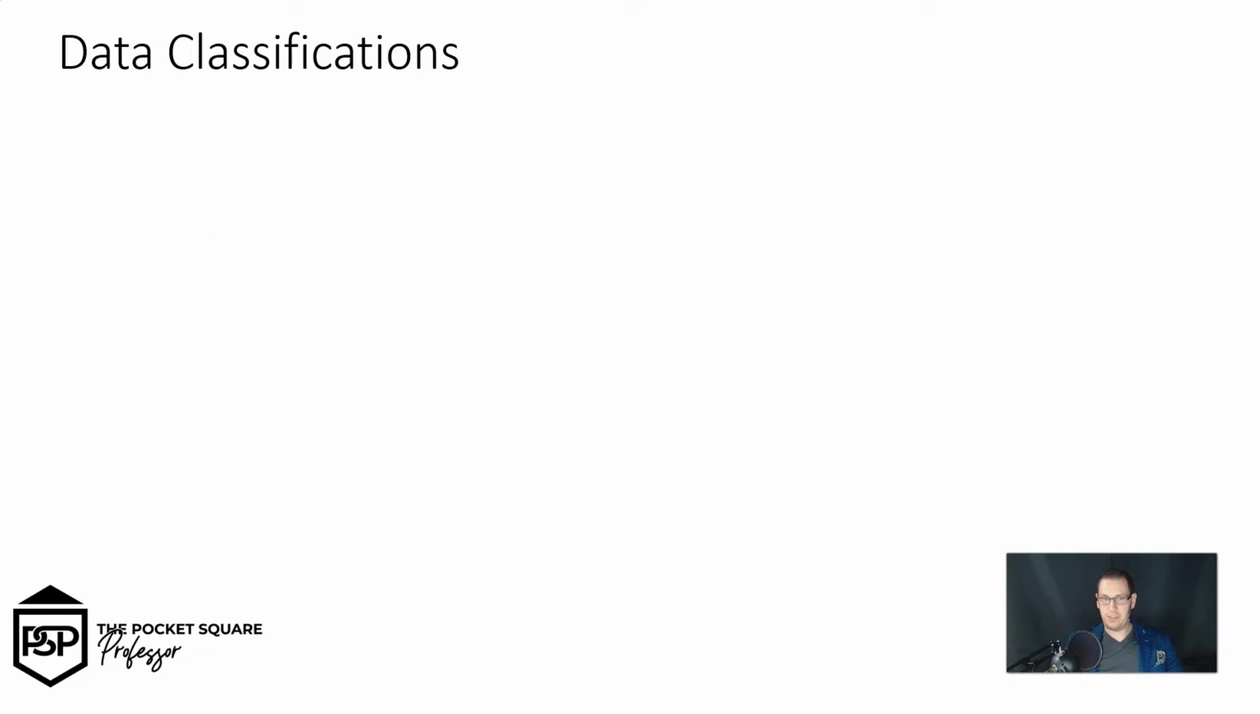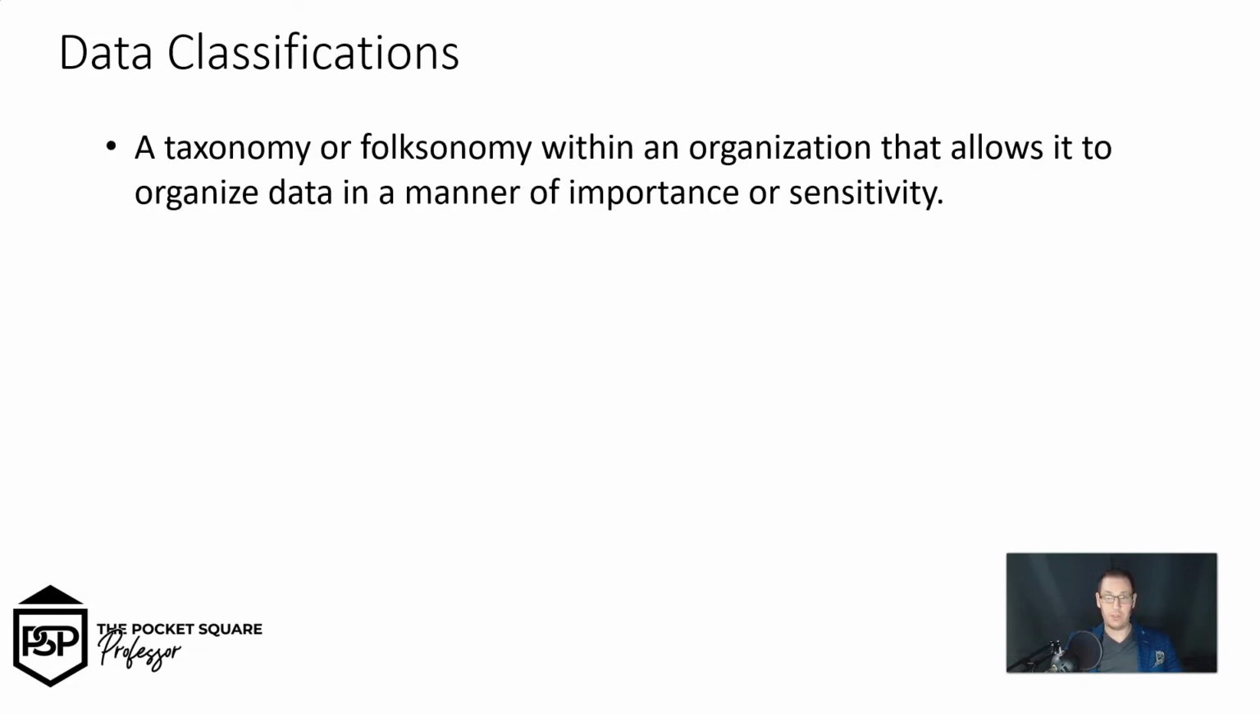So, data classifications, what are they inside of an organization? Well, this is a taxonomy or a folksonomy. The difference between a taxonomy and a folksonomy is that a taxonomy is known to a very large group, no matter which one you go to. For instance, inside of the US, Social Security numbers all look the same, and whichever organization or vertical you go to, they are all treated the same.